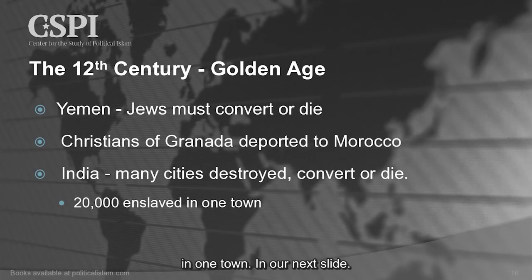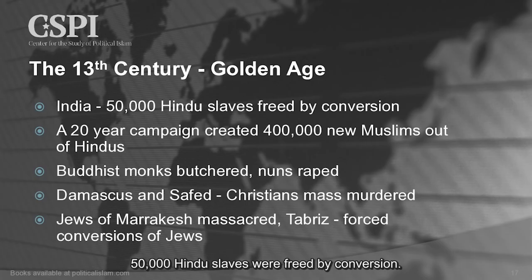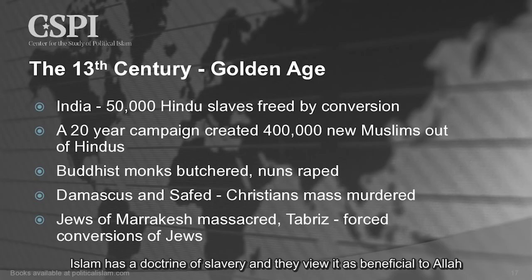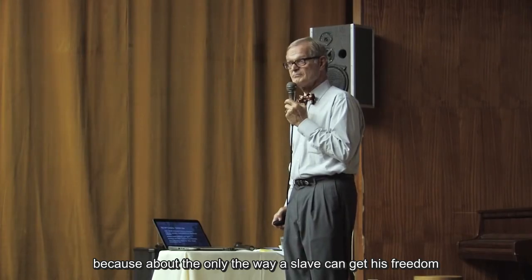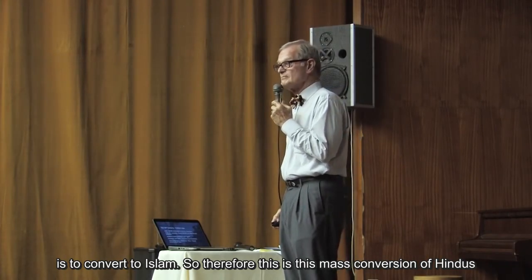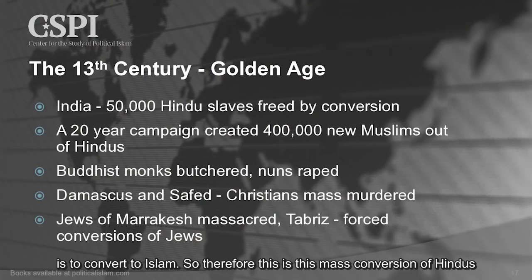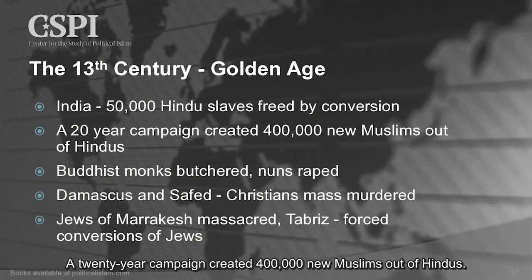And in our next slide, 50,000 Hindu slaves are freed by conversion. Islam has a doctrine of slavery, and they view it as beneficial to Allah, because about the only way that a slave can get his freedom is to convert to Islam. So therefore, this is this mass conversion of Hindus. And a 20-year campaign created 400,000 new Muslims out of Hindus.